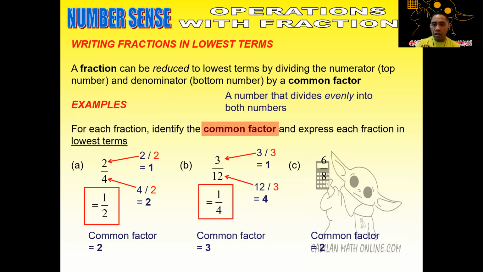So we're going to take the 6 here and divide that by 2. That gives me 3, and 8 divided by 2, that gives me 4. So 6 over 8 as a fraction in lowest terms is going to be 3 over 4. So when we're looking at these examples over here, always take a look at the numbers first and determine what numbers go evenly into each one.